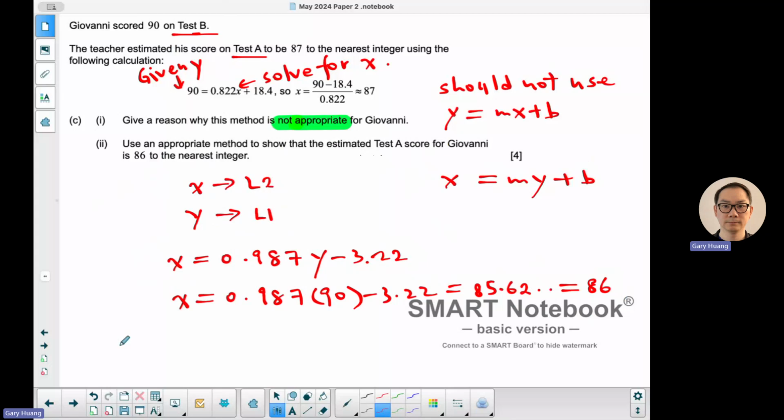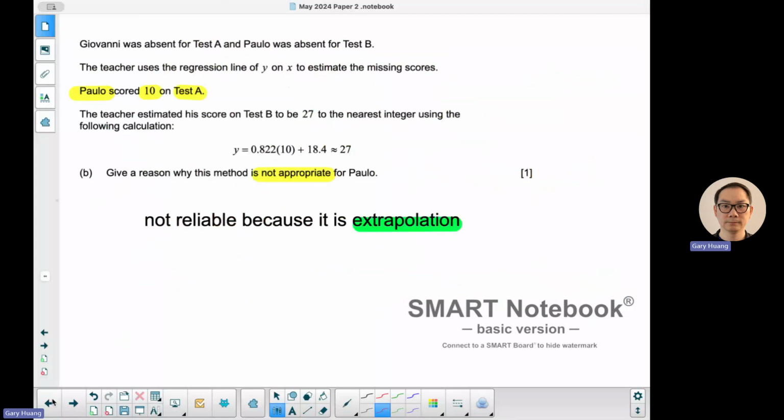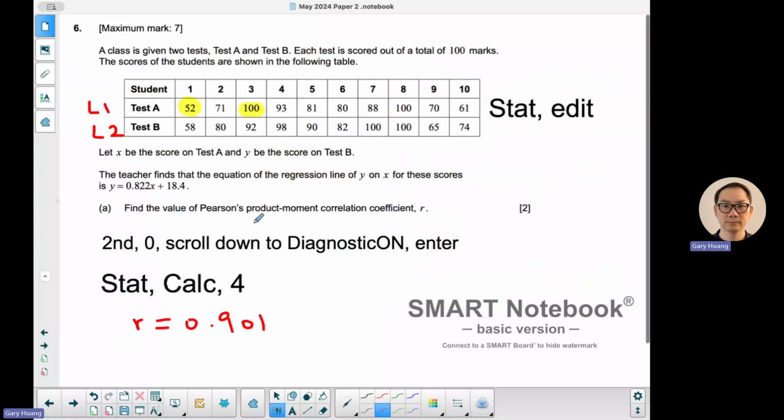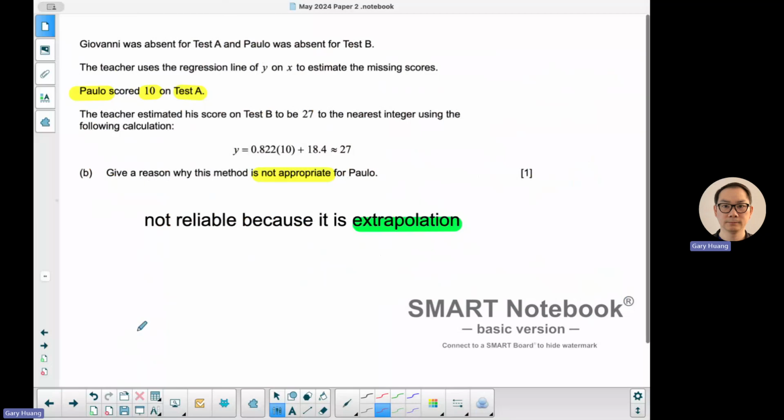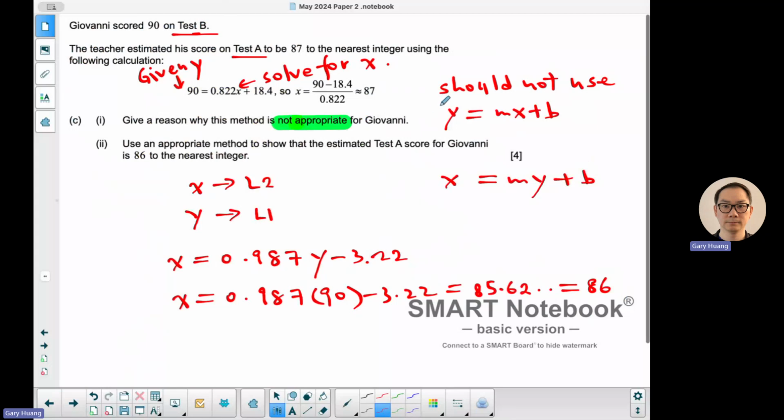Okay, so this is a linear regression question. You're expected to be able to find the R value, making sure you know how to enter the data into the graphing calculator, turning diagnostic on, doing your linear regression, finding the R value, rounding off to 3 sig fig, understanding the idea of interpolation, extrapolation, understanding Y on X and X on Y, and making sure you know how to round off to the nearest integer.